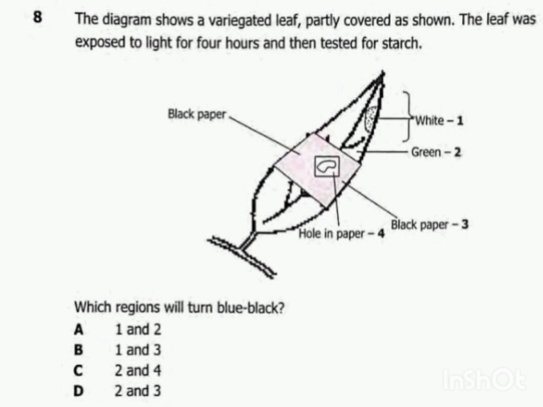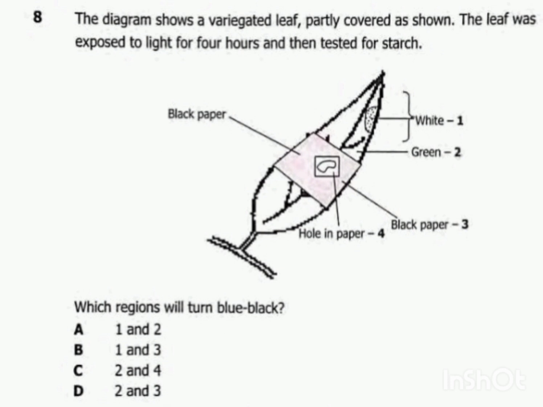Okay, so then the question is saying which regions will turn blue-black. When they say which regions will turn blue-black, they are simply asking us to identify the regions which are going to contain starch, because blue-black is a positive result for the presence of starch. So which parts are going to contain starch?